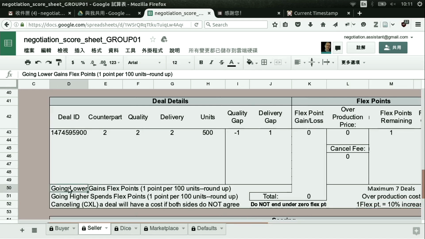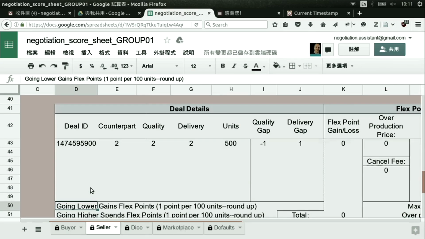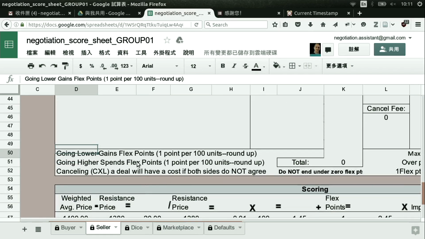Here's a short summary just to remind you very quickly of how the deals work and how you gain or lose. Going lower gains flex points. Going higher spends flex points, in this case because we're the seller. So going lower, for example, lower price, lower speed, or here higher speed, lower speed, these kinds of things.